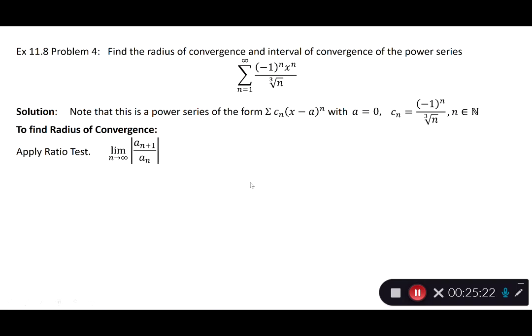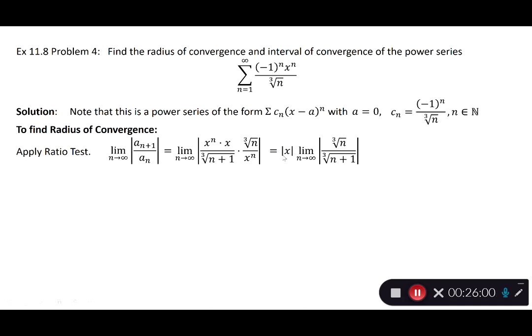So ignoring that negative 1 to the n, a sub n plus 1 will have an x to the n plus 1, which can be written as x to the n times x, over cube root of the quantity n plus 1, times cube root of n over x to the n. I just multiplied by the reciprocal of a sub n instead of dividing by a sub n. The x to the n's cancel, and this reduces to simply, maybe I'll go ahead and show that.